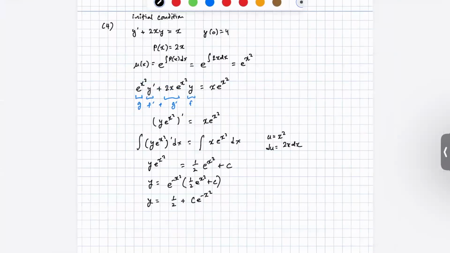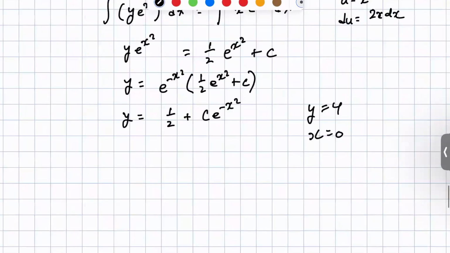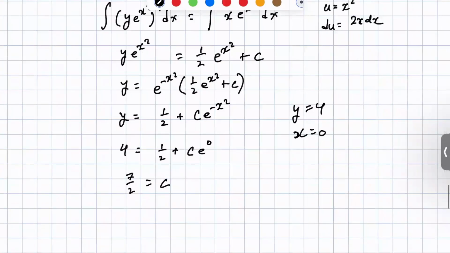Now I have an initial condition: y is equal to 4 when x is equal to 0. So let's plug in: 4 equals 1/2 plus c e to the 0. And so that gives me 7/2 equals c. Therefore, let's go back to this equation right here. So the solution is y equals 1/2 plus 7/2 e to the minus x squared.